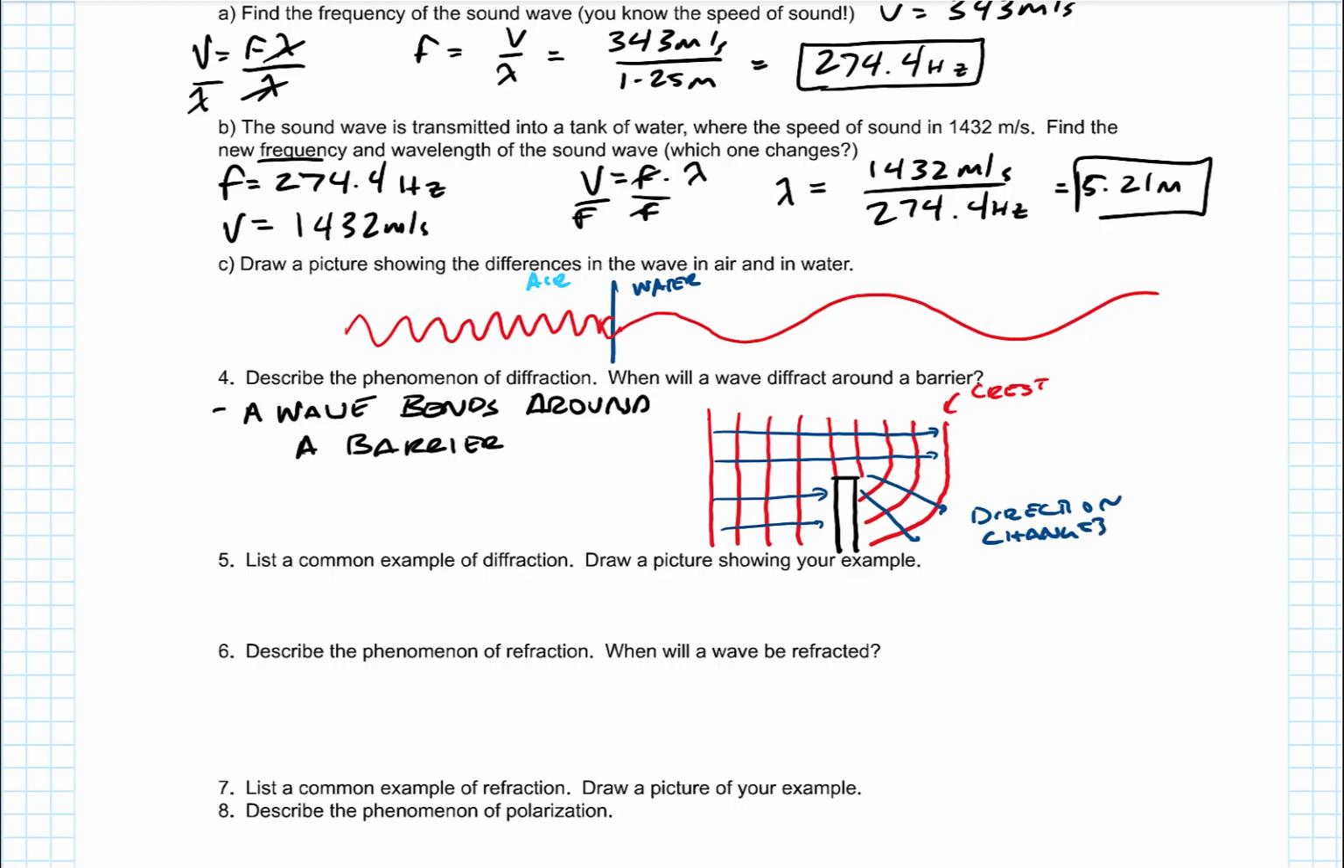That change in direction because of the barrier is called diffraction. List a common example of diffraction. Draw a picture showing your example.